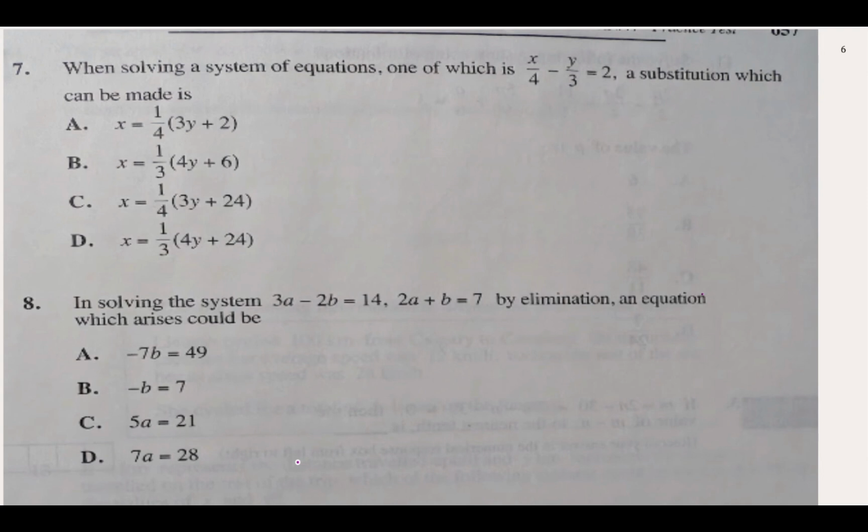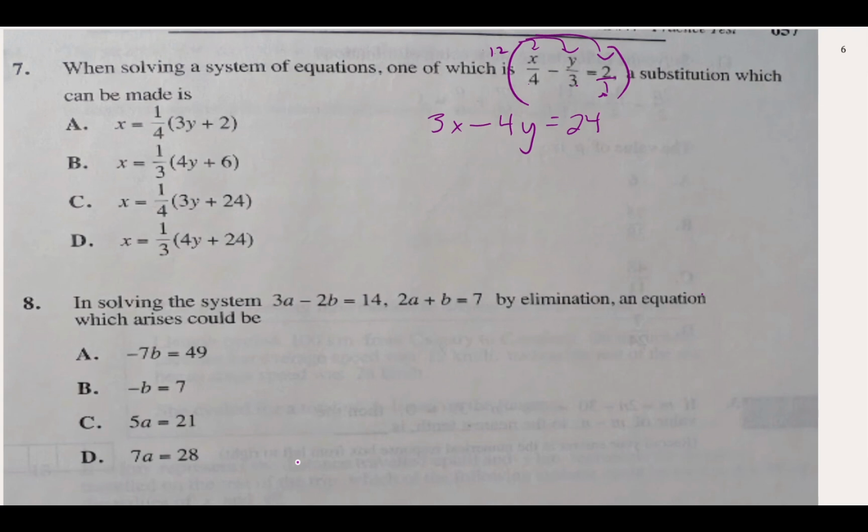So before that, we want to get rid of the fraction, and our lowest common denominator, if we even put this over 1, is that all the bottom numbers can go into 12. So if we multiply each one by 12, we would get, 12 divided by 4 is 3, so 3x minus 12 divided by 3 is 4, so 4y equals, and then 12 divided by 1 is just 12, so 12 times 2 is 24.